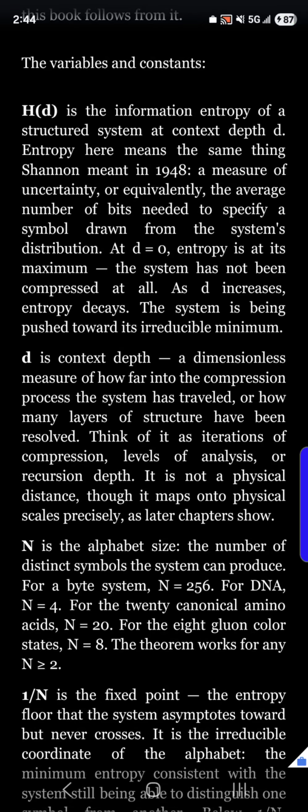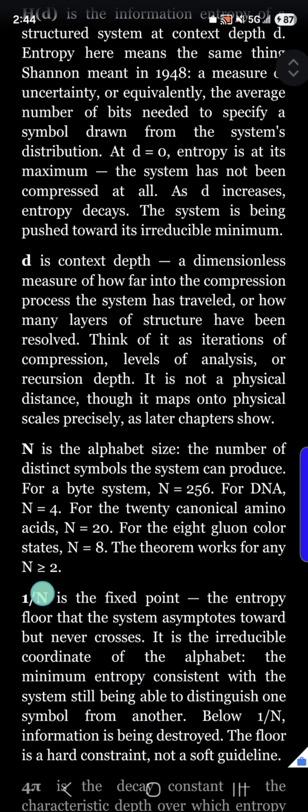Okay, so now we're at D is context depth. A dimensionless measure of how far into the compression process the system has traveled, or how many layers of structure have been resolved. Think of it as iterations of compression, layers of analysis, or recursion depth. It's not a physical distance, so it maps onto physical scales precisely as later chapters show.